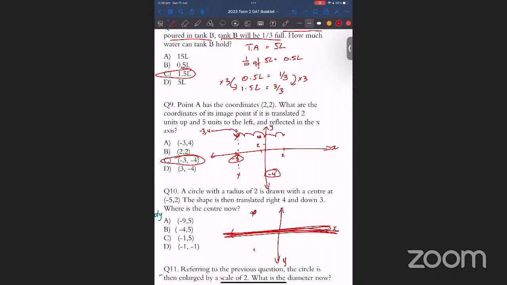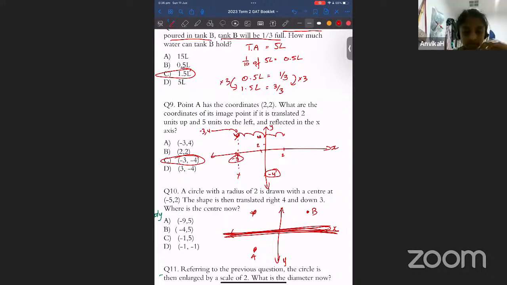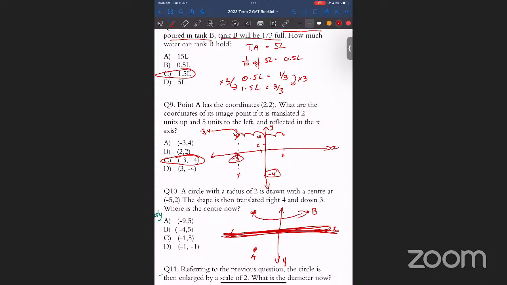Would this X go here or would it go here? Would it go to A or would it go to B? It wouldn't go to B because we're folding it here. So how would it go from here to here? A. Do you understand? Yeah, thank you.